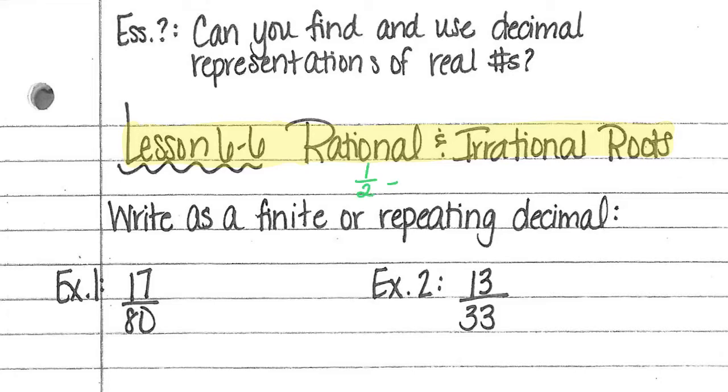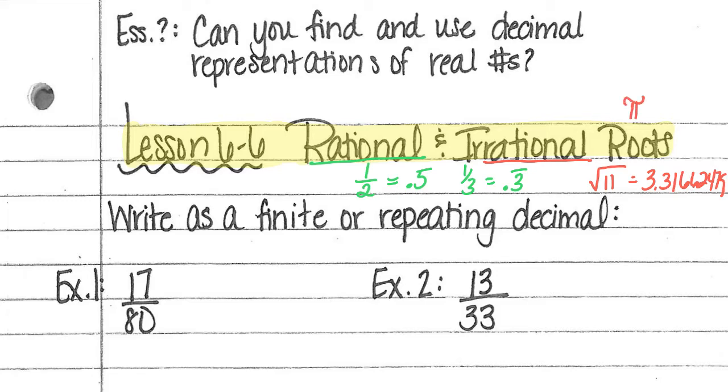For example, 1/2 terminates to be 0.5. That's a rational number. 1/3 repeats to be 0.3 repeating. An irrational number is one that does not terminate and repeat. So if I was to put the square root of 11 in my calculator, let me do that really quickly. The square root of 11 is 3.316624. Yeah, that one does not terminate or repeat.